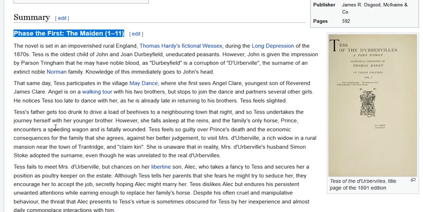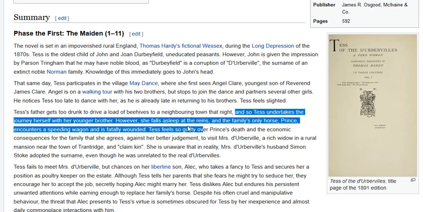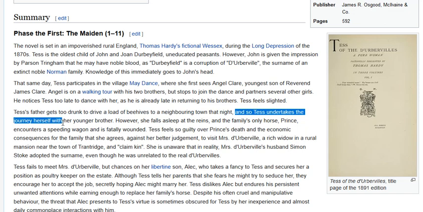Tess's father gets too drunk to drive a load of beehives to a neighboring town that night. And so Tess undertakes the journey herself with her younger brothers, with their horse, which is called Prince. The horse's name is Prince.